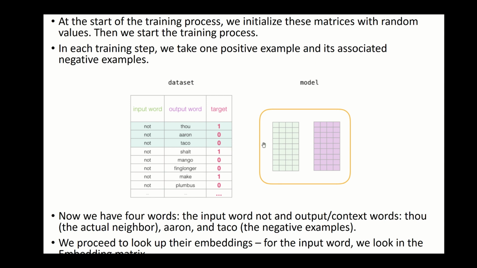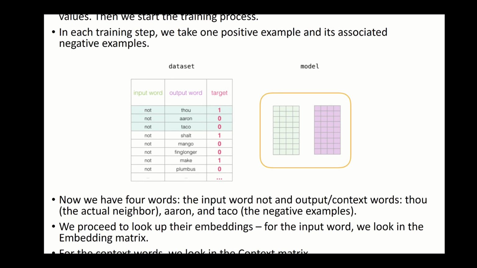As each training step moves on, we take one positive example and its associated negative examples, and make sure it is done correctly. Say we have 4 words: the input word, the output word, and also the negative samples. Here, Aaron and Taco are the negative samples.